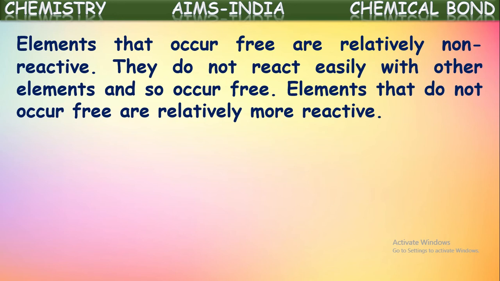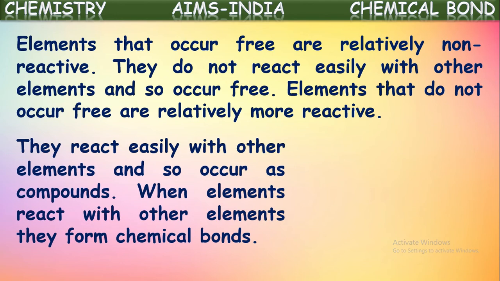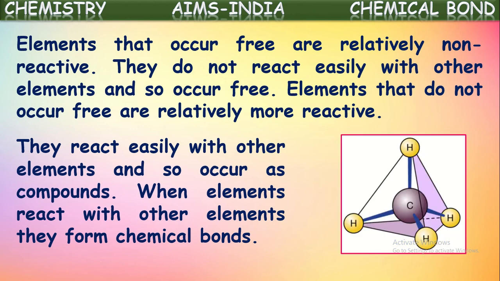But many of the elements do not occur free in nature. This is because those elements are relatively more reactive. As they are reactive, they immediately combine with other chemicals and hence they exist in the form of compounds, okay? They react easily with other elements and so occur as compounds. When elements react with other elements, they form chemical bonds.